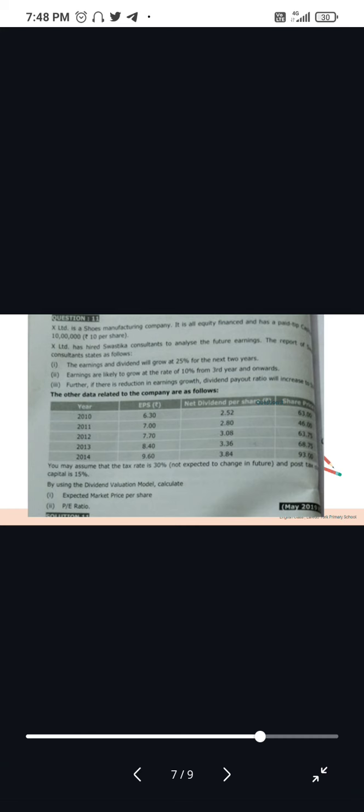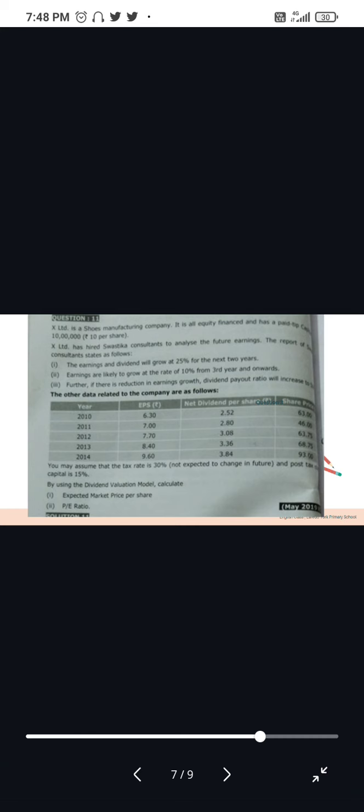It is saying that if the growth rate has fallen from 25% to 10%, then the dividend ratio will become 50% of earning per share. And data is given for 2010, 2011, 2012, 2013, 2014. Here we have to find, by using the dividend valuation model, the expected market price per share and PE ratio.